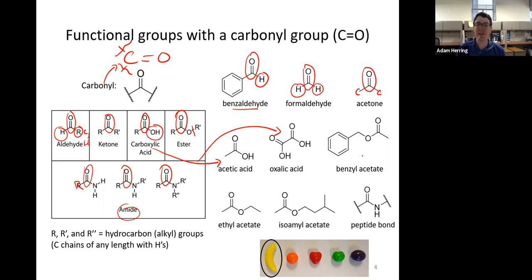Benzyl acetate is an ester. We see here the carbonyl with the carbon group and then the oxygen with another carbon group on the end. Ethyl acetate, which is also an ester, and isoamyl acetate, another type of ester. This actually is the main source of the banana smell in the banana runt. And then finally, we can see here amides in the form of what we call a peptide bond. These we find in amino acids, which we will look at here shortly.